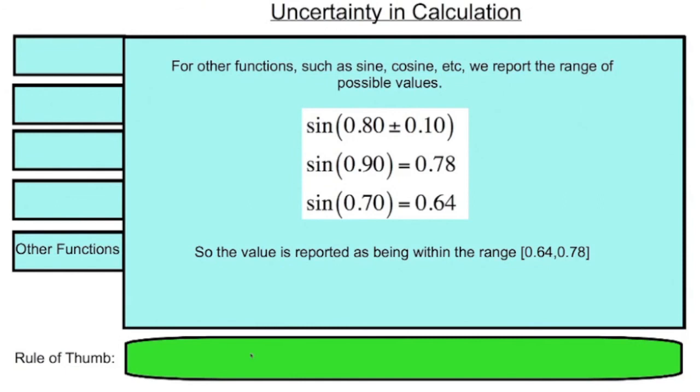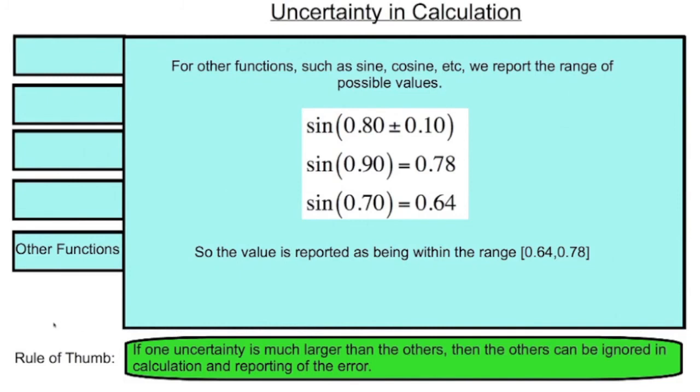Okay, when you're dealing with all these things, it's good to keep in mind this rule of thumb. If one uncertainty is much larger than the others, then the others can be ignored in the calculation and reporting of the error.